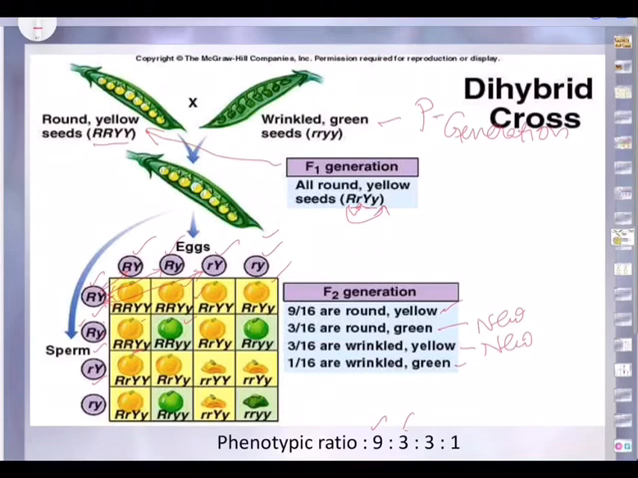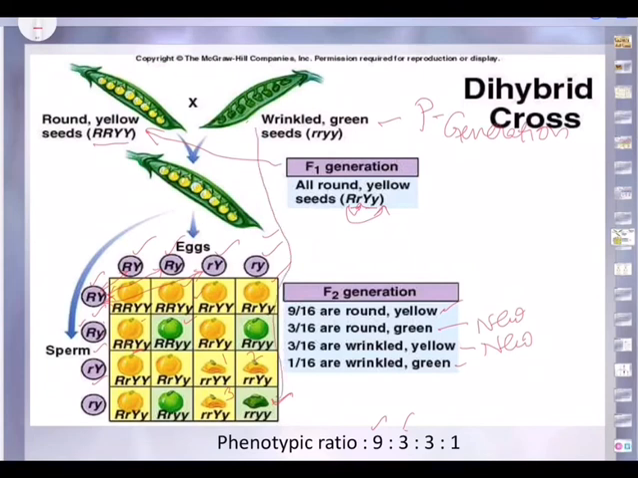Next, how many green? Second row you got 2, 1 plus 1, 2. And fourth row you got 1. So 3. 3 is round and green. So round yellow 9, round green 3. Now we come to wrinkled yellow. Wrinkled yellow, you can see in the third row 1, 2 and 3. So that's a new one, wrinkled yellow.